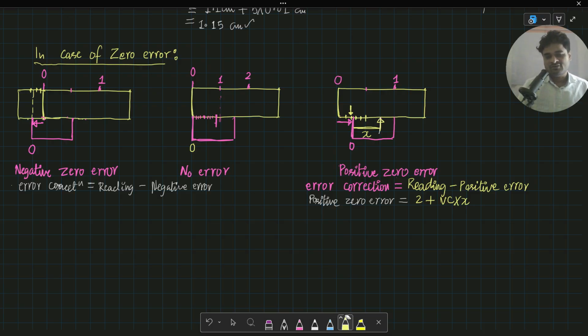In the formula we write it like this: n, which in our case is 2, and then x into the vernier count. This value will be positive, and we'll subtract it from the reading. Whatever reading we get with this scale, we'll subtract this positive error because this quantity is positive.